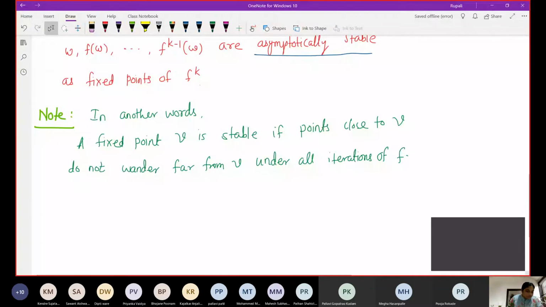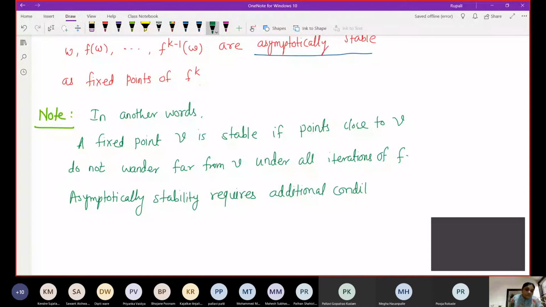And asymptotic stability requires an additional condition, that all solutions which start near to V converge to V.